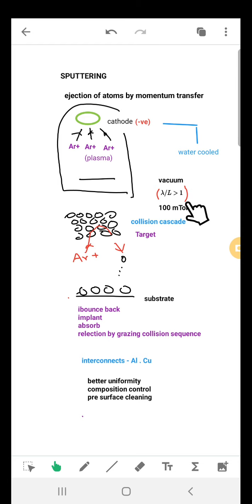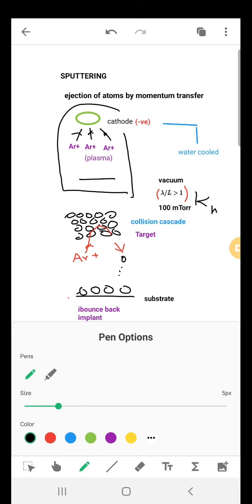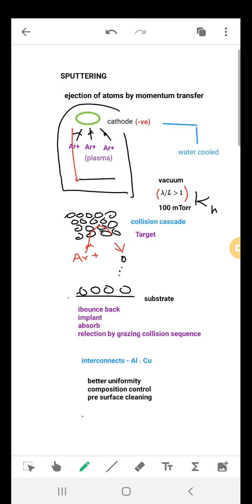Also, there is a term called the Knudsen number, or Kn, which is equal to lambda by L. Lambda is the mean free path, and L is this distance. By keeping lambda by L greater than 1, that means keeping the mean free path more than the value of this distance. Lambda means the distance traveled between two collisions. So this means that collisions are avoided.